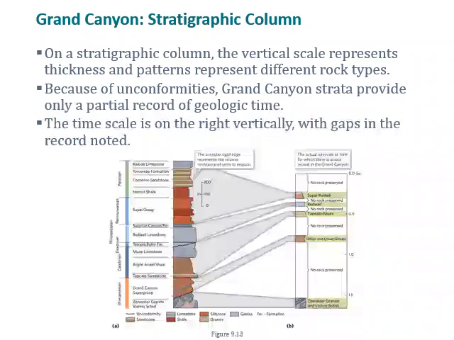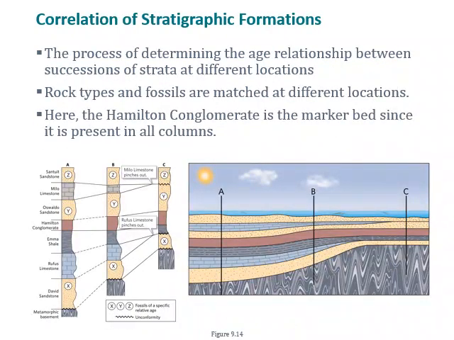Geologists like to compare different stratigraphic columns from different areas to determine the spatial, areal, or geographic extent of the different strata and the relationships between them. So rock types and fossils are matched at different locations and depths beneath the surface. And in this case here, the Hamilton conglomerate is known as the marker bed because it's present in all of the stratigraphic columns. From it, the correlations were drawn.